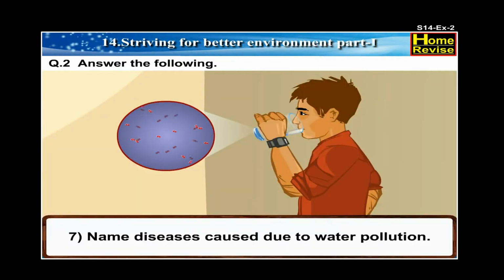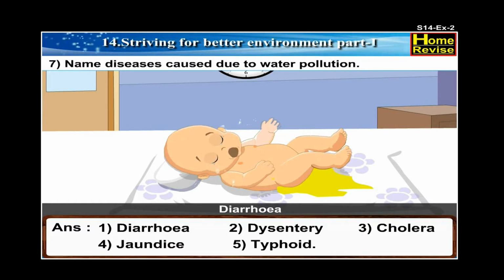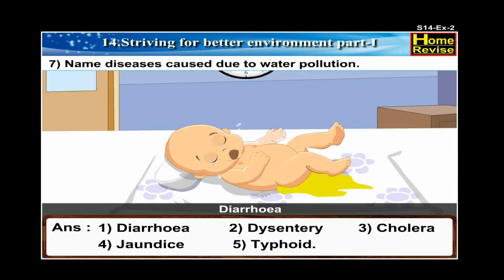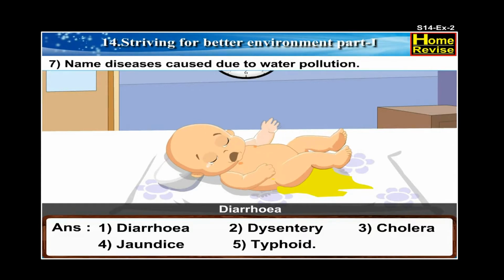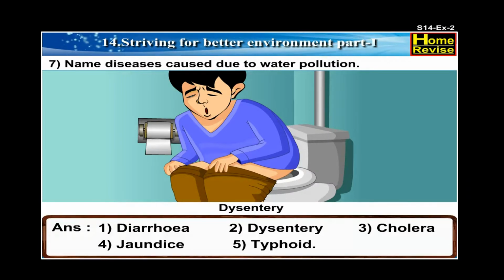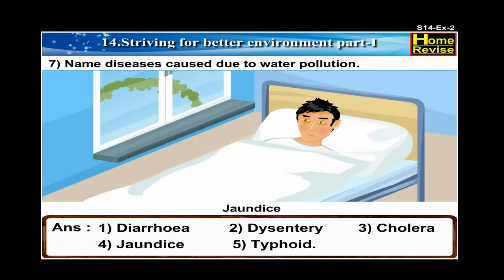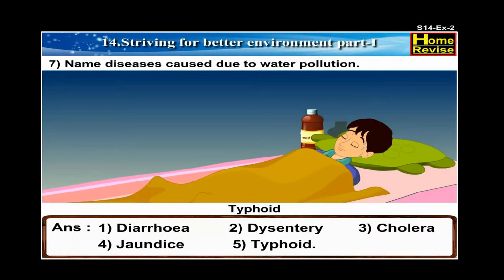Seven. Name diseases caused due to water pollution. The answer is diseases caused due to water pollution. 1. Diarrhea. 2. Dysentery. 3. Cholera. 4. Jaundice. And 5. Typhoid.